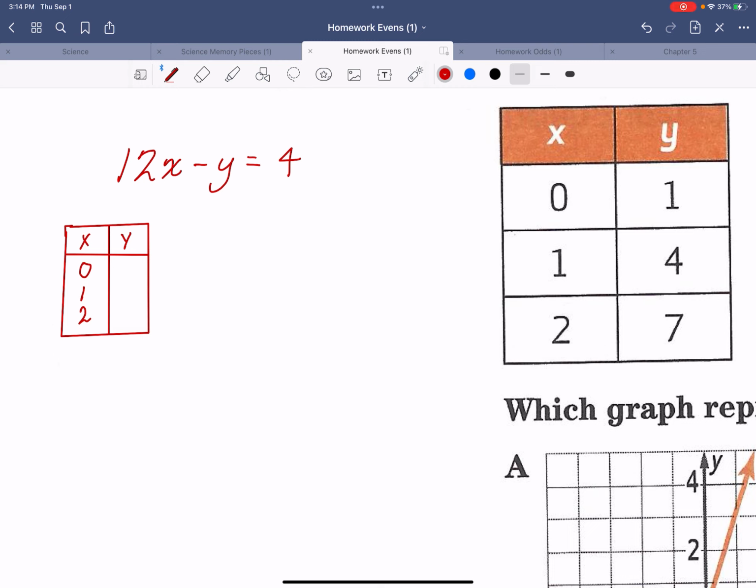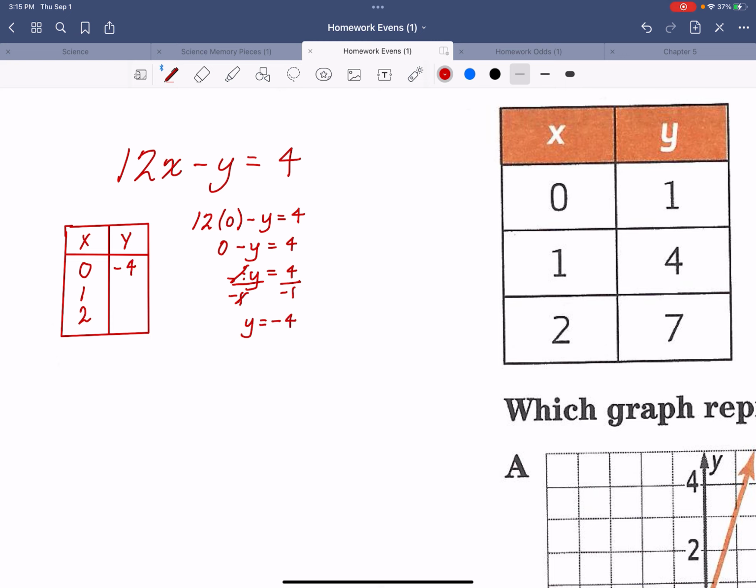So for this first one, I'm going to say 12 times 0 minus y is 4. So 0 minus y is 4. Negative y, or negative 1y, is 4. So y is negative 4.